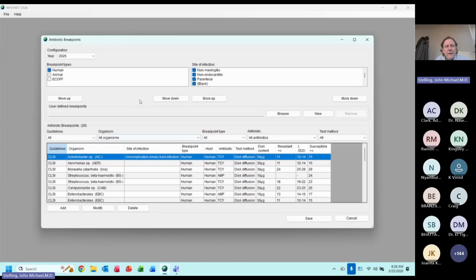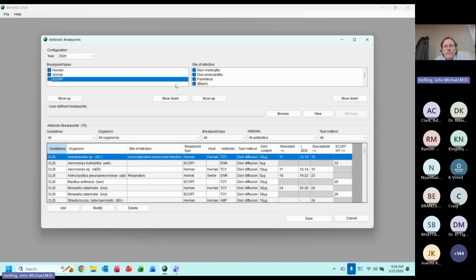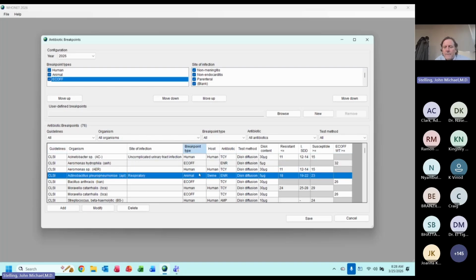You can configure that, and you can say, I want the human, I want the animal, I want the food. So you say which breakpoints you want. Adam, I thought all of those three would be checked off. Let's just double check on that. Maybe I did not check on the other screen. And then here at the bottom, you see human here, you see ECOF here, animal for swine. So the breakpoints are all here.